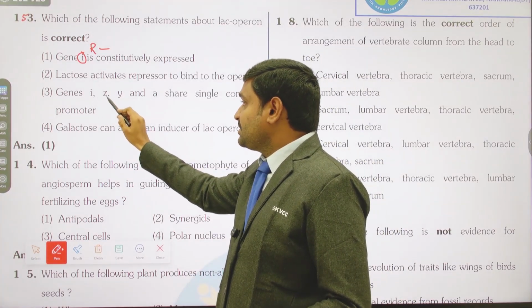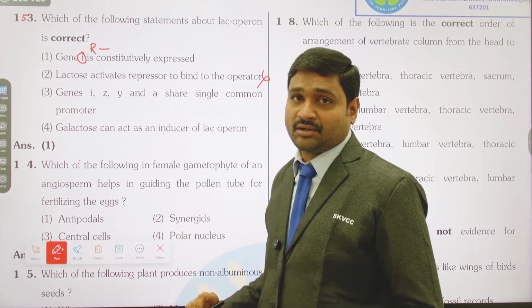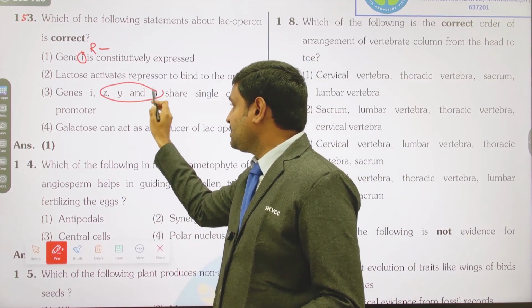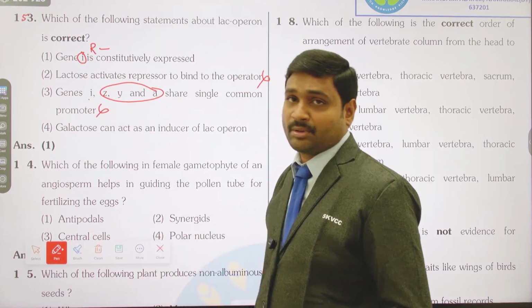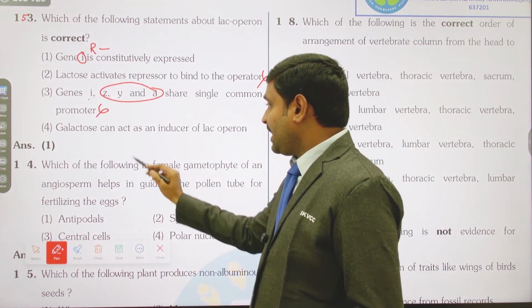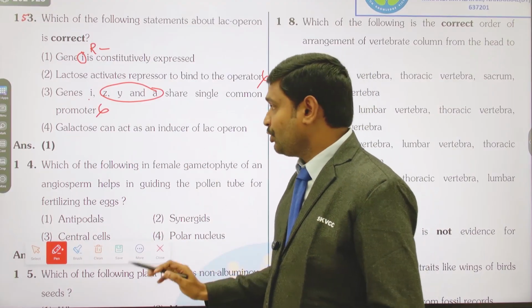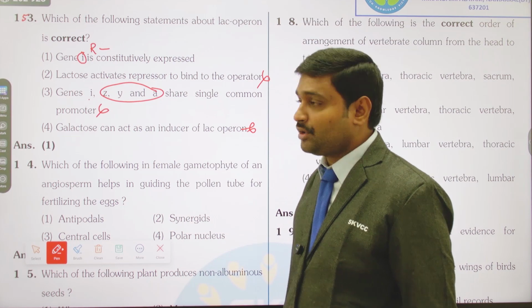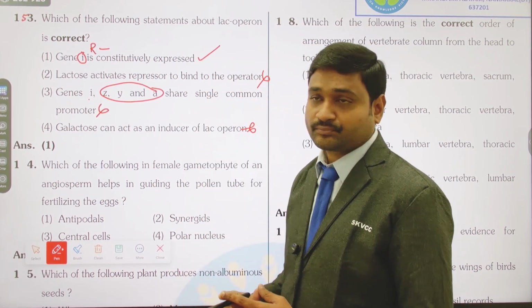Genes I, Z, Y, A share a single common promoter. No, because Z, Y, A are the structural genes and I is a regulator gene, so they do not share a common promoter. And galactose can act as an inducer of the lac operon. No, lactose can act as an inducer for the lac operon. So directly the first option is the correct option.